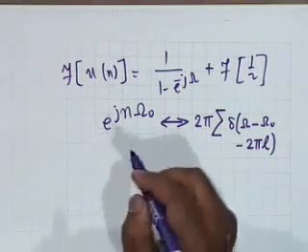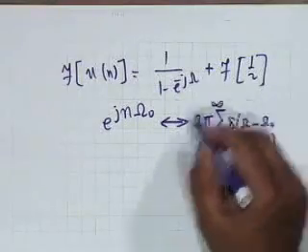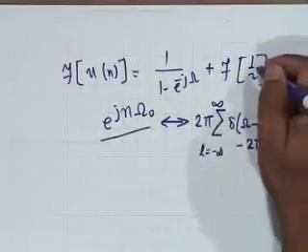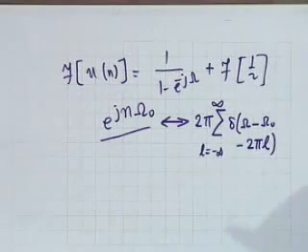In the continuous case, for e to the j omega 0 t, the Fourier transform was simply delta of omega minus omega 0, whereas here it is a chain of delta functions, and these delta functions are the arrowed delta functions. These are not discrete, these are continuous omega, capital omega domain delta functions. L goes from minus infinity to plus infinity.